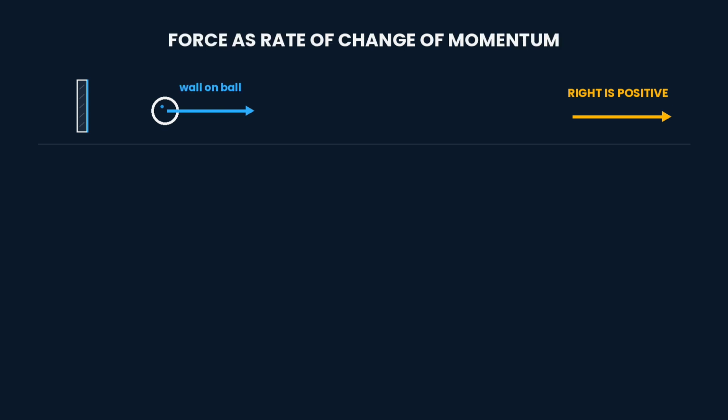Newton's second law can be written in a form that connects force to this change. The resultant force on an object equals its rate of change of momentum. Over a measured interval, the average resultant force is the change of momentum divided by the time taken.